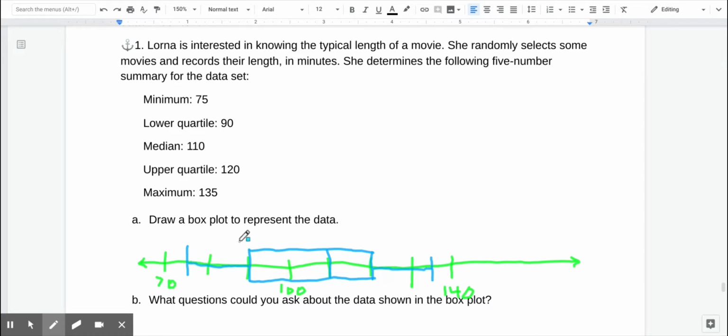It's really helpful, if you don't have the 5-number summary written right there, to make sure you do write in those numbers. So if I were just making the box plot and not showing somebody the 5-number summary, I would want to make sure I labeled each of these points. Don't make people guess.